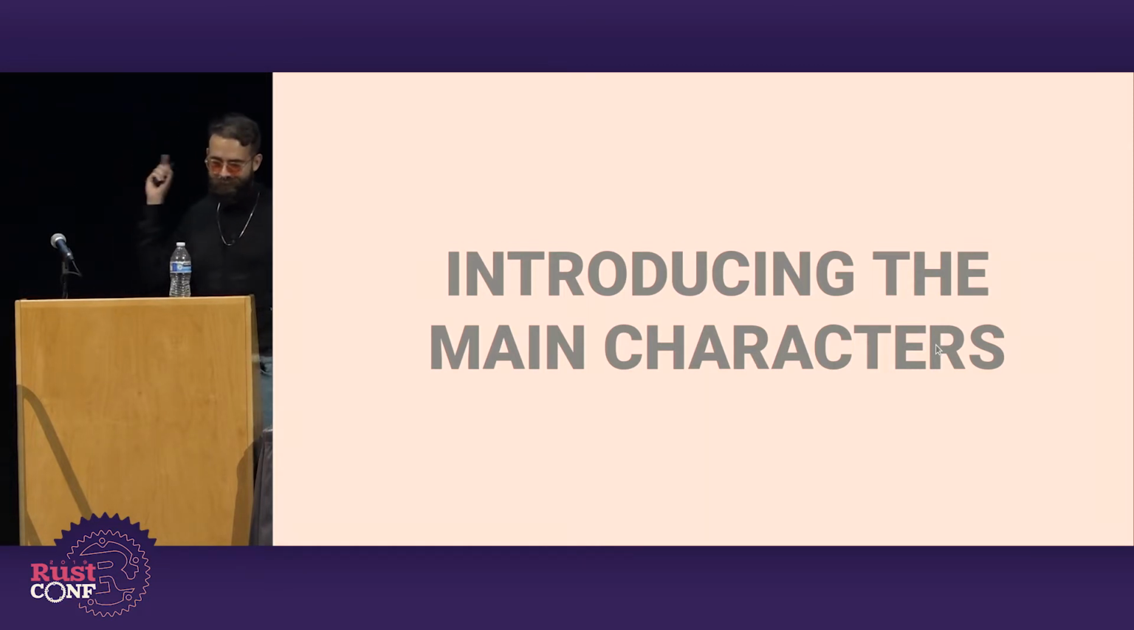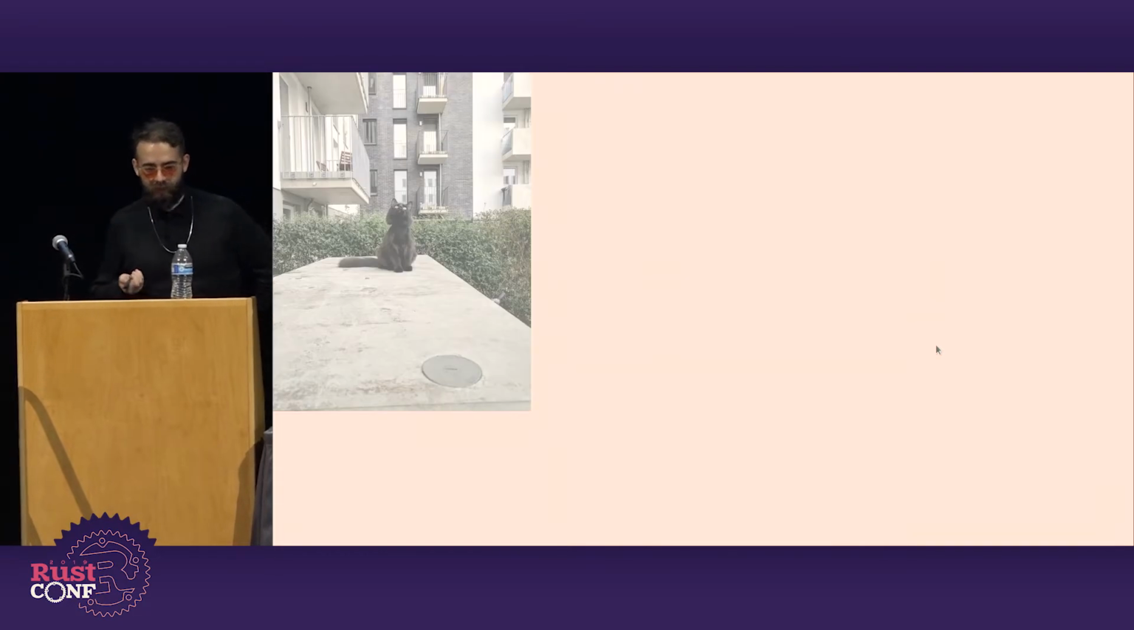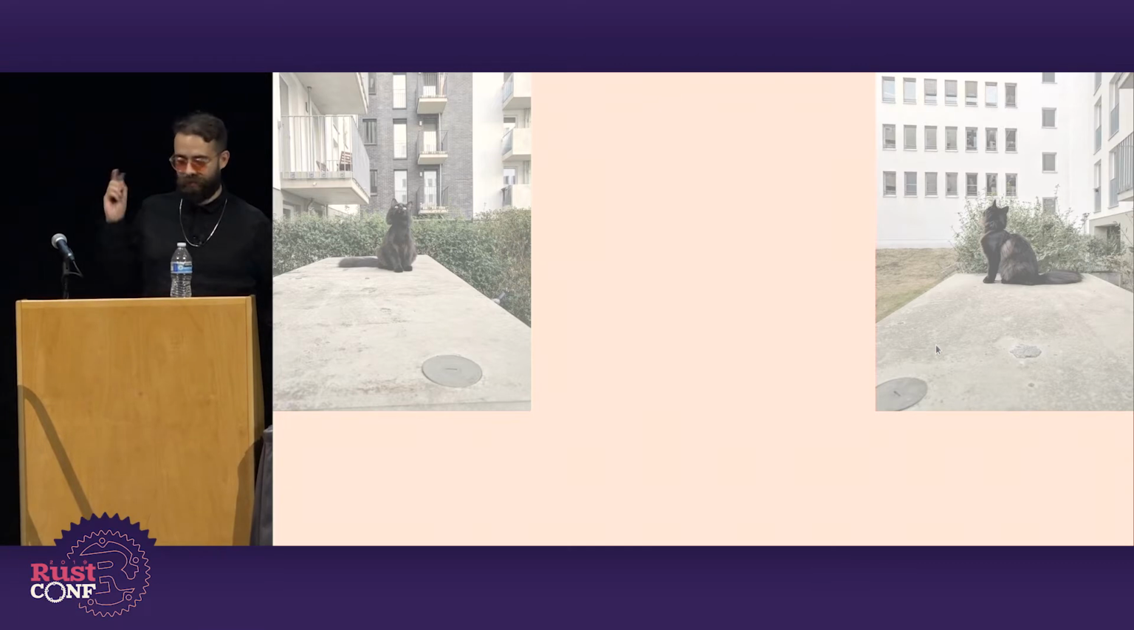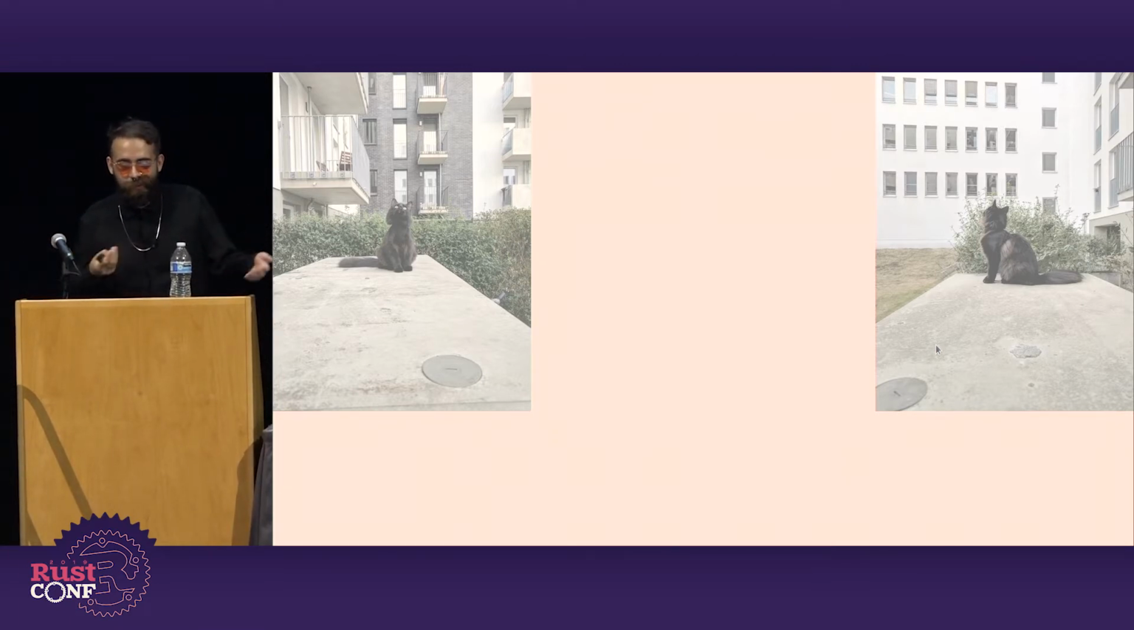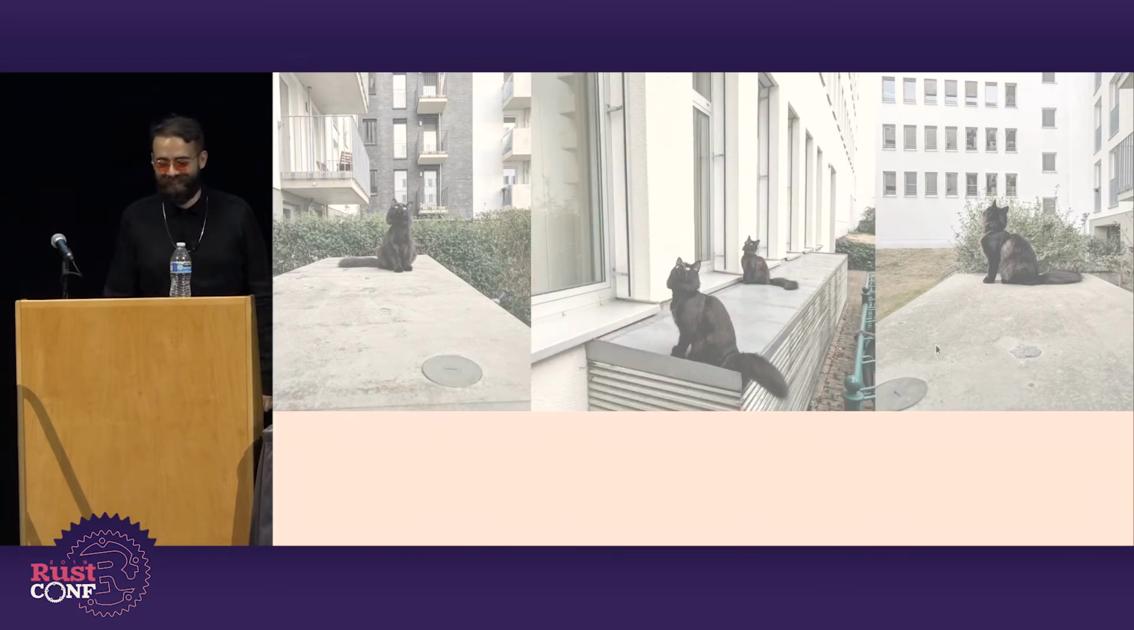Anyway, introducing the main characters of today's talk, because it's not me, it's not function main, it's actually this cat over here. Name's Chashu. Another cat is naughty. And because this is a Rust talk, we need to introduce some concurrency, some parallelism, so here they are together.